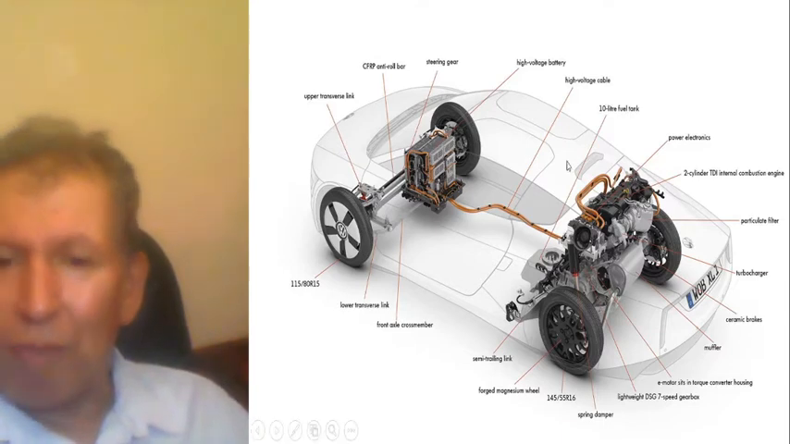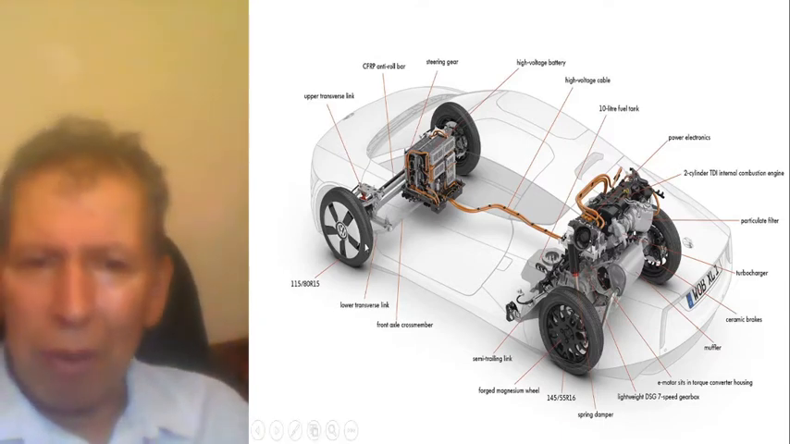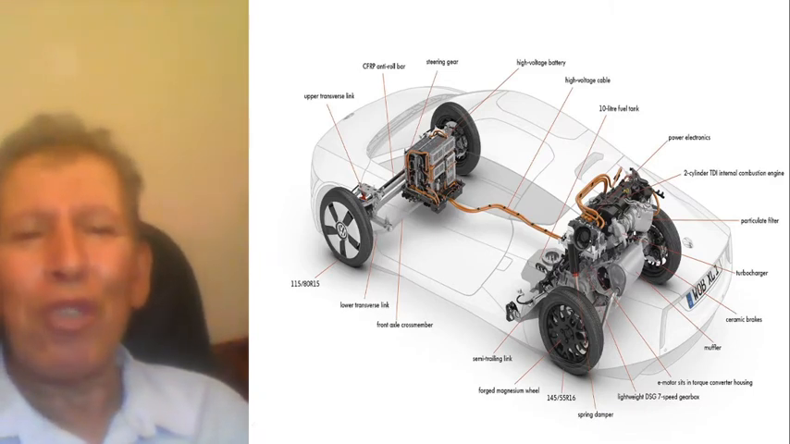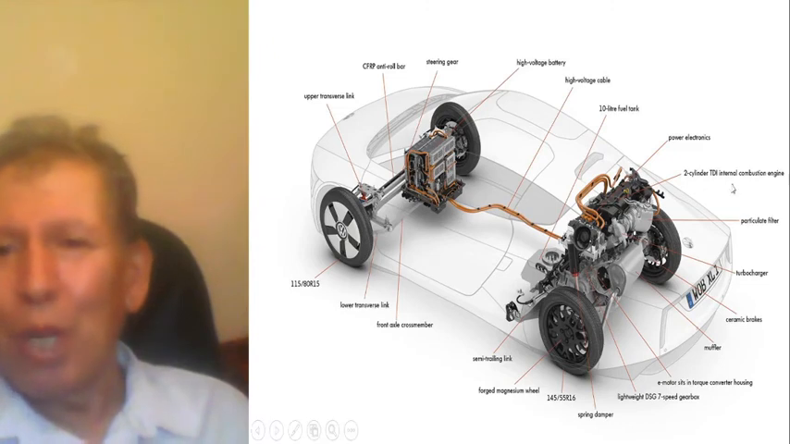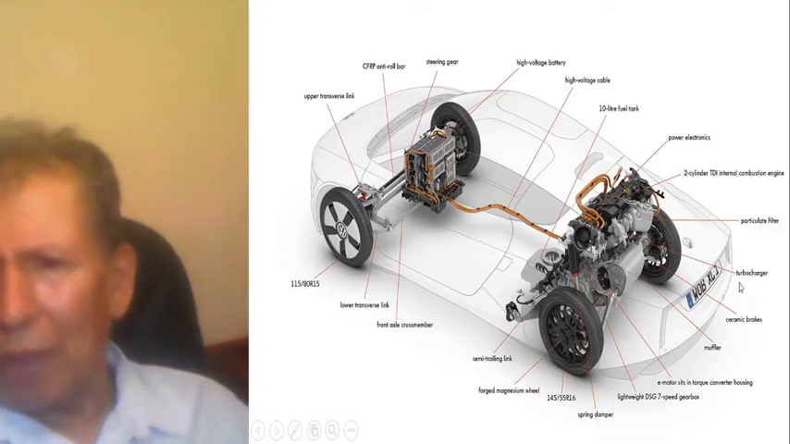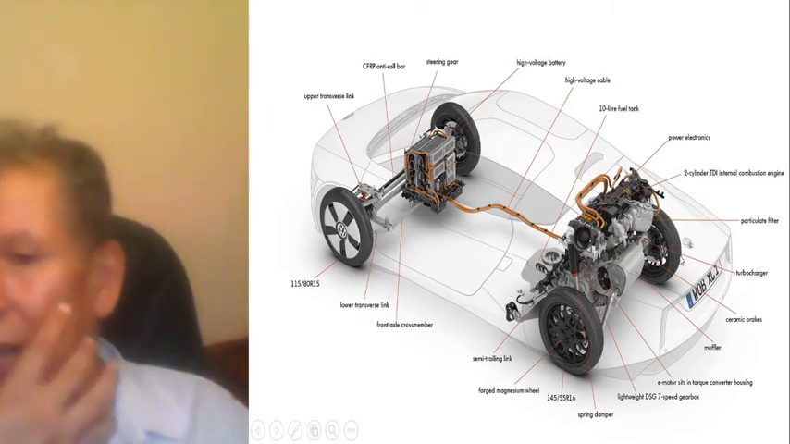How about this? Power electronics. Now, there are plenty of electronics there because to move from internal combustion engine to electric and vice versa. Two-cylinder TDI internal combustion engine. So the electric on one side and the internal combustion on the other side. Particle filter, turbocharger, ceramic brakes. Well, the brakes are made of ceramic.